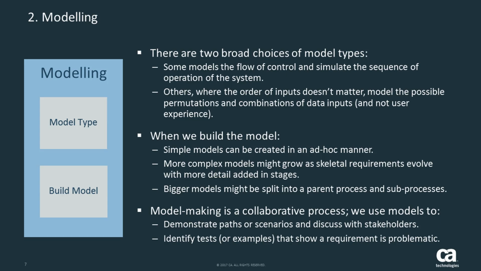Now, the model also provides us with a fantastic opportunity to identify tests, paths, examples, call them what you like, that show a requirement is problematic. So it might be obvious to us from the analysis or the testing point of view that there's a gap in the requirement. So we can create a path that has a non-meaningful outcome, if you like. It might be that there are ambiguities in the requirement, and we can demonstrate different examples having the same outcome, or the same examples having different outcomes using the model. So we can use the model as the basis for conversations about problematic requirements.